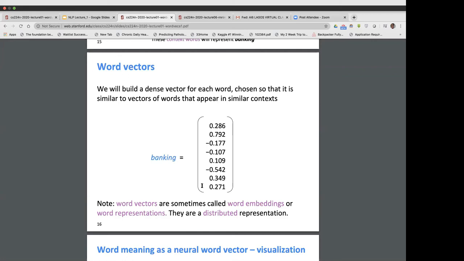The goal is that when you plot the word vectors you've learned for a particular text in space, words that are similar or that appear close to each other in your text should have vectors plotted close to each other, in whatever plot that you have.